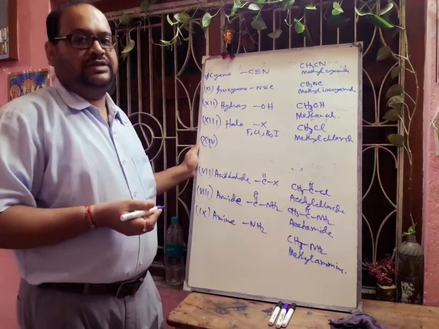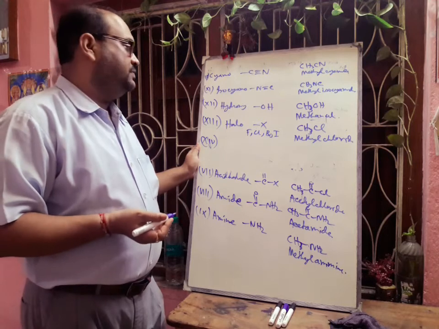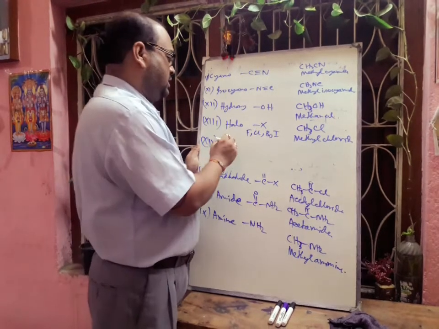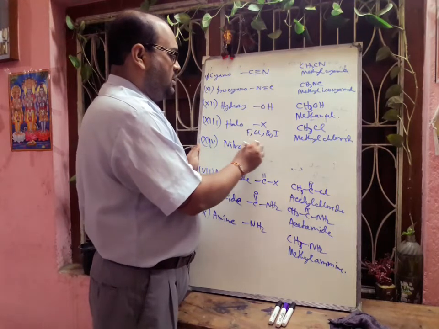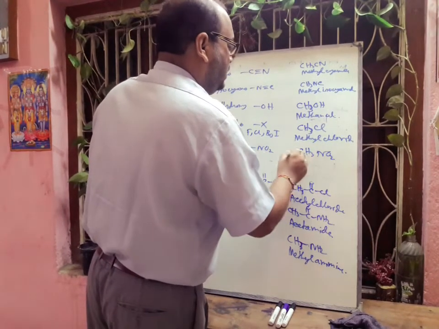After the halo compound we can think about the nitro. Nitro I have not discussed yet. The nitro is NO2, CH3NO2. That will be nitromethane.